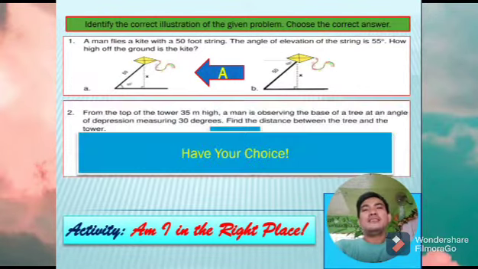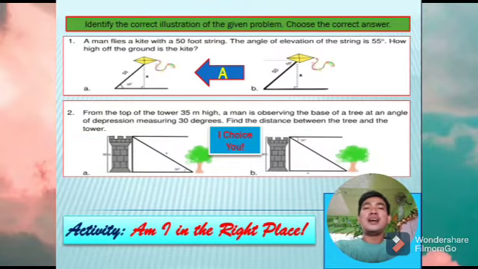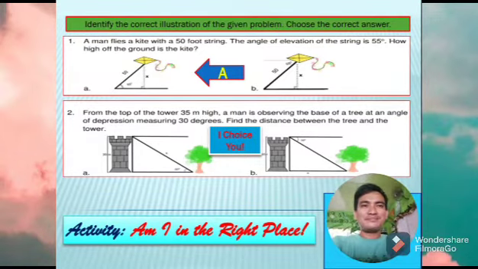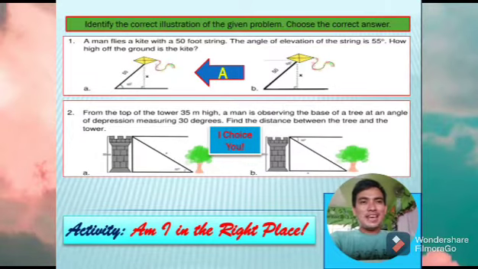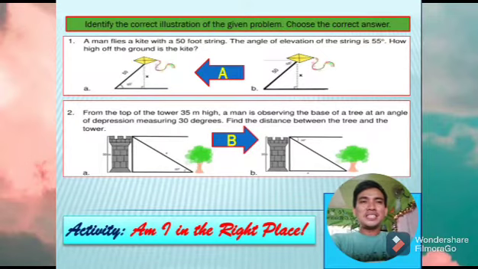Next up, number 2. From the top of the tower, 35 meters high, a man is observing the base of a tree at an angle of depression measuring 30 degrees. Find the distance between the tree and the tower. Let's have your choice. Oh, here are the two illustrations. Illustration A and illustration B. Which one do you think is the final answer? Well, the answer is, there you go. That's letter B. That's the correct one.